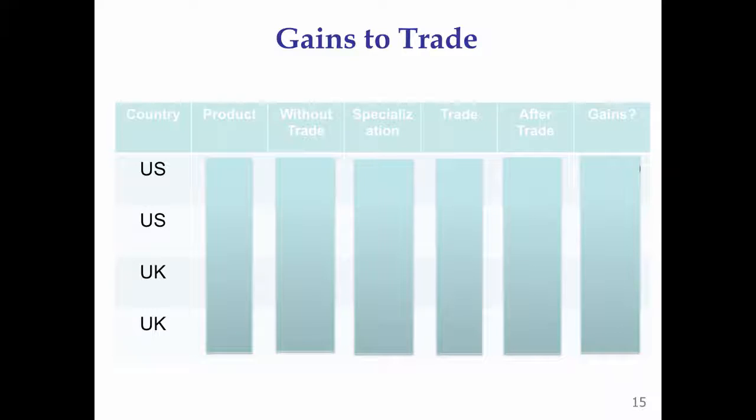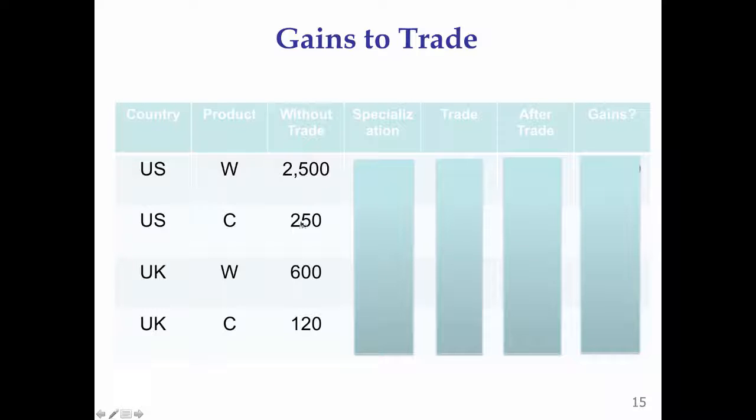I put together a table that runs through all the numbers that we're working with. Here are the countries, the US and the UK. I've got 4 rows because in both countries we have 2 goods, again wheat and computers. And we've already established what happens without trade. Without trade, the US would lie along its PPF and produce 2,500 tons of wheat or 250 computers. In the UK, they'd make 600 tons of wheat and 120 computers. So that's what they would do if they did not trade.